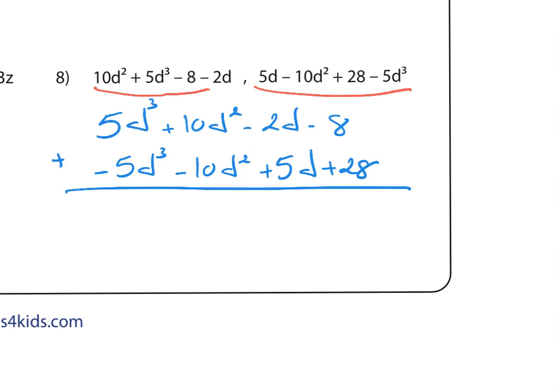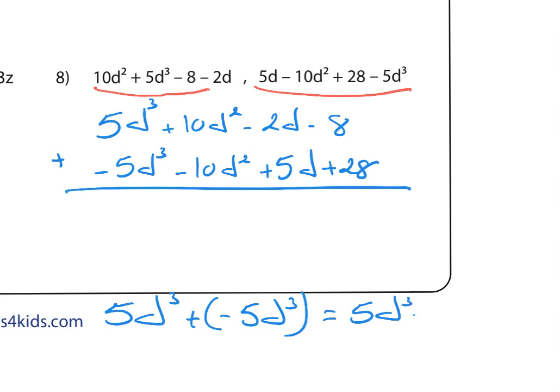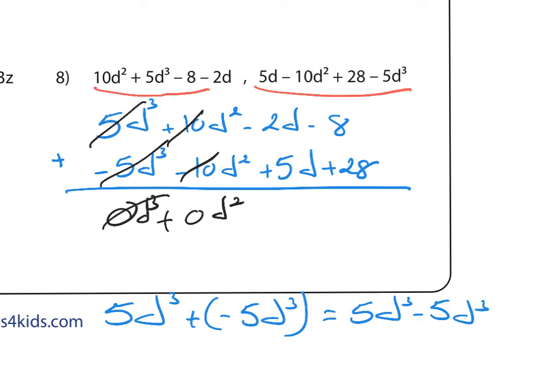So we get 5d to the third plus negative 5d to the third. Positive times negative would be negative. It would be 5d to the third minus 5d to the third. So those will be gone right here. We're going to cancel them out. It's going to be 0. And then we have 10d squared plus negative 10d squared, which is plus 10 minus 10. That will be just 0, another 0 here, right? It's going to be 0d to the third and 0d to the second. It's just going to be 0, right?